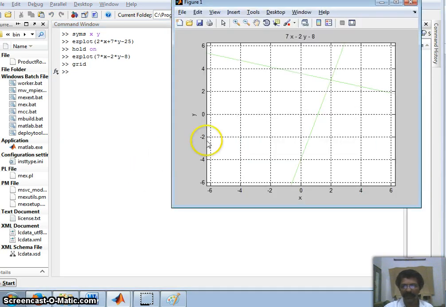Now if I refer to the figure, I can see that at the point of intersection of the two lines, x is at 2 and y is at 3. Therefore 2 comma 3 is my point of intersection. I can verify by using the data cursor. I can keep it here, and now you can see that this is 2 comma 3. So 2 comma 3 is the point of intersection.